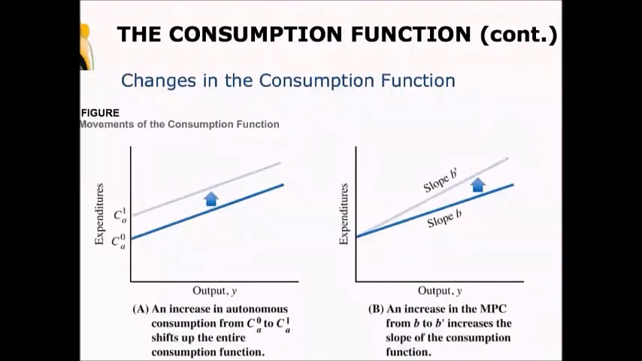The left-hand side shows an increase in autonomous consumption. So this is a shift of the curve, or this is a pivot of the curve. So we want to get comfortable with what the consumption function shows us and how changes in the consumption function change the graph.